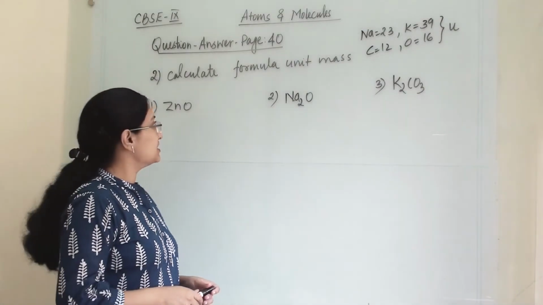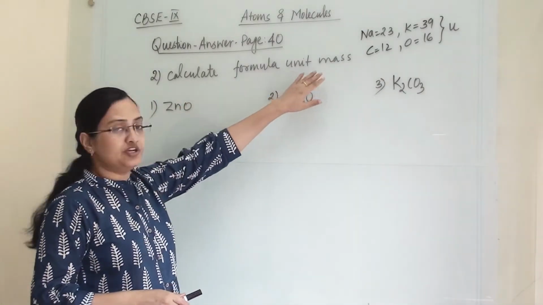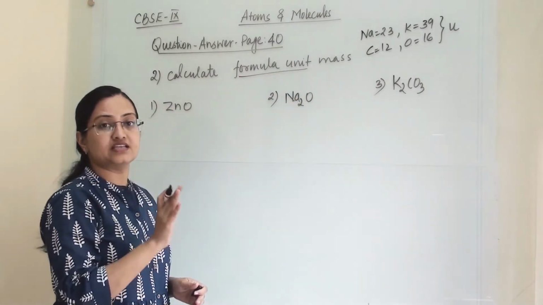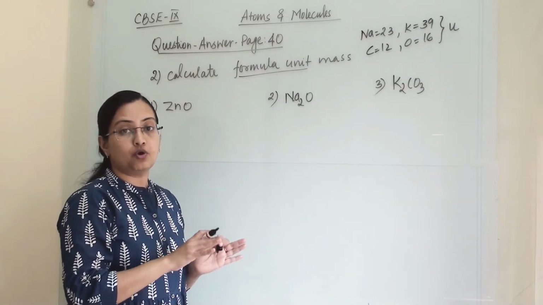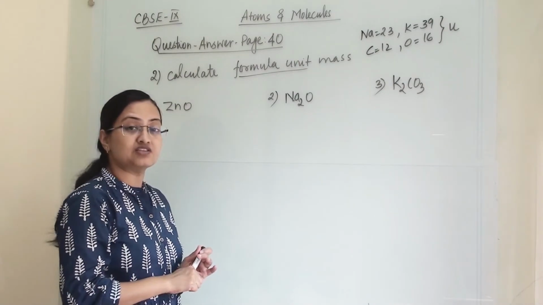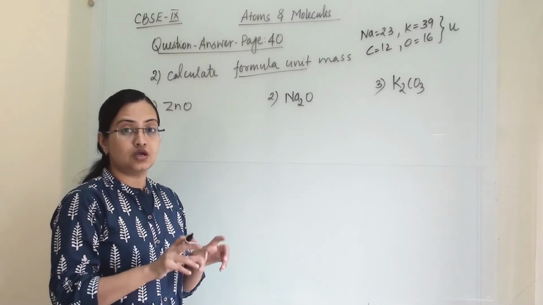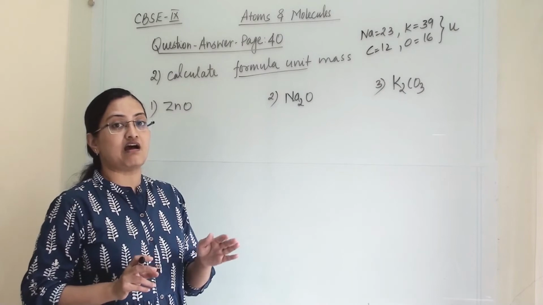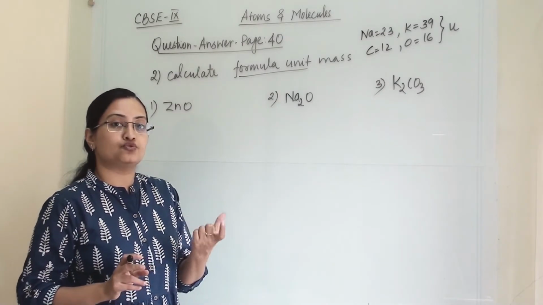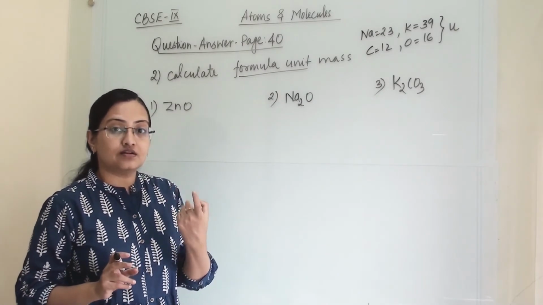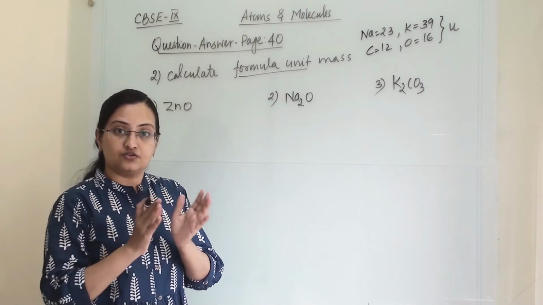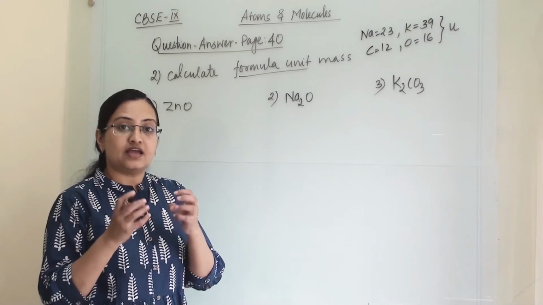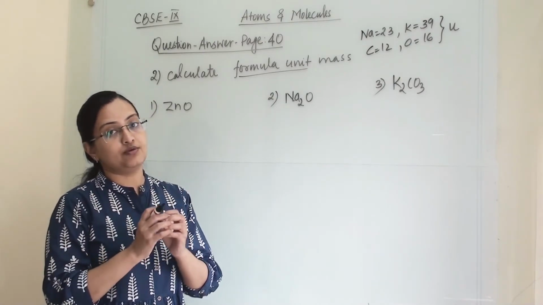Our next question is calculate formula unit mass. Now what is a formula unit mass? It is just the same as how earlier we found the molecular mass, but formula unit mass we find for those compounds whose constituent particles are ions. For example, sodium chloride. Its constituent particles are ions, sodium ion and chloride ion. They came together and formed sodium chloride.